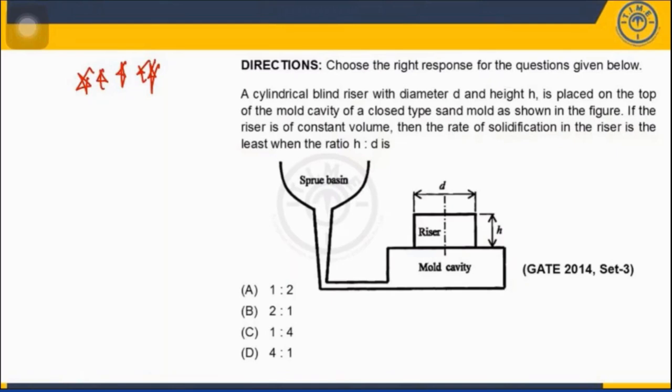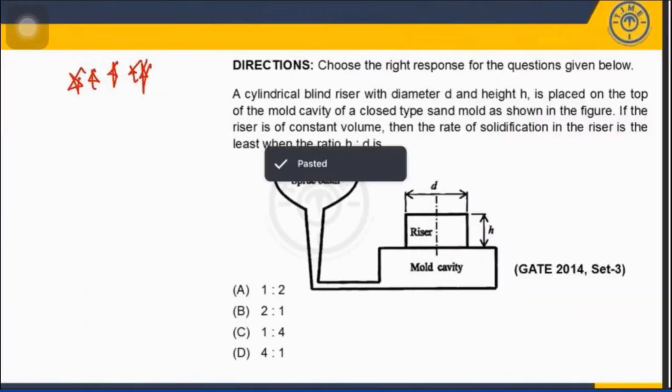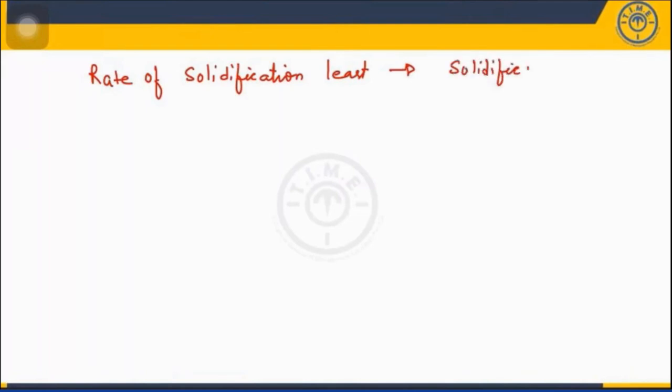So first of all, you have to understand what we mean by the rate of solidification being least means solidification time.